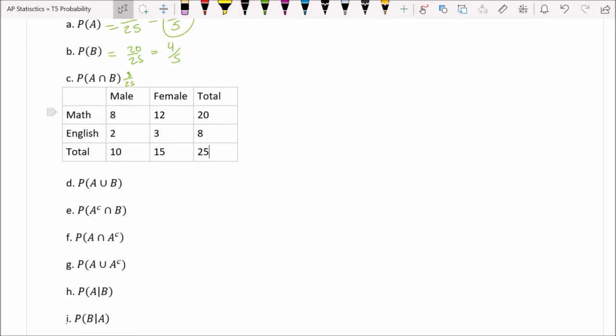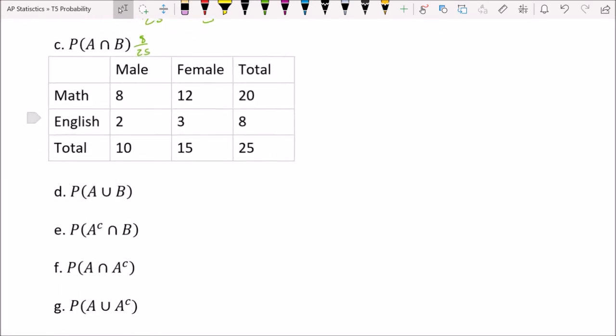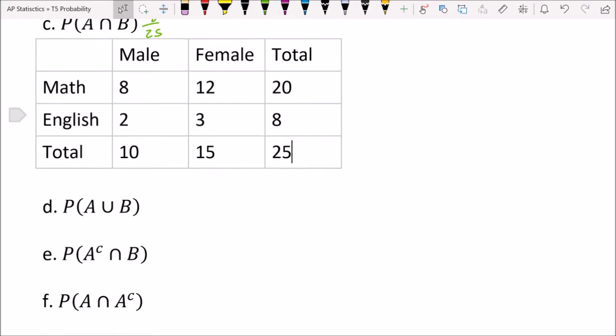All right, and I'm just bringing that table down here so I don't have to scroll up and down as much, so it doesn't hurt your eyes with me jumping all over the place. Okay, let's keep going. This next one, probability of being male or preferring math.